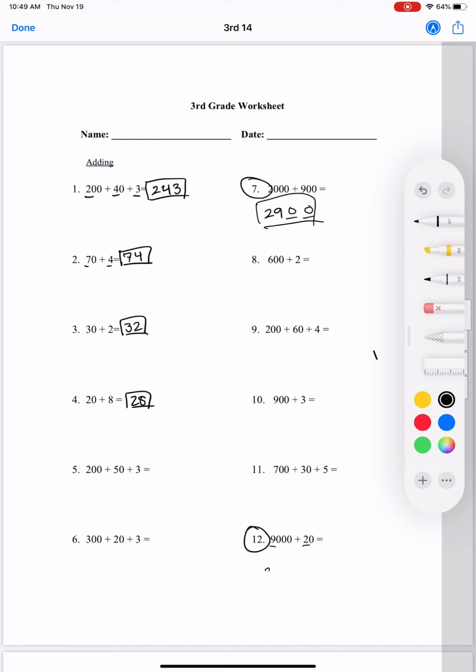On number 12, you're given a number in the thousands place and a number in the tens place. So let's say thousands, hundreds, tens, and ones. So you have 9 in the thousands place and 2 in the tens place. And you have blanks for the hundreds place and the ones place. So you fill those in with 0. So your answer would be 9,020.